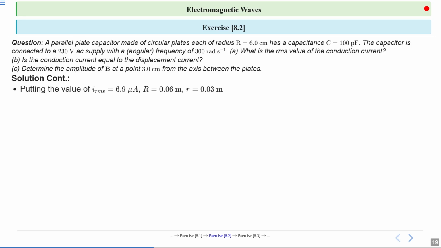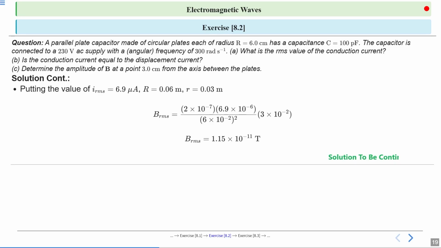So putting the value of IRMS equal to 6.9 microampere, r equal to 0.06 meter and R equal to 0.03 meter. R is given 3 centimeter, so 0.03 meter. So BRMS is equal to 2 into 10⁻⁷, 6.9 into 10⁻⁶ upon (6 into 10⁻²) whole square into 3 into 10⁻². So 0.06 is written as 6 into 10⁻² and 0.03 is written as 3 into 10⁻². So BRMS is equal to 1.15 into 10⁻¹¹ Tesla.